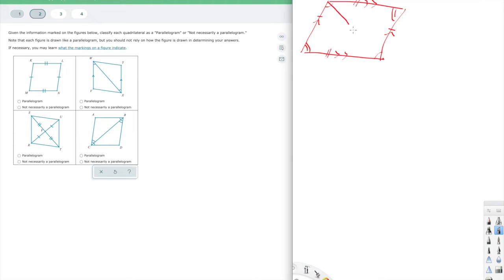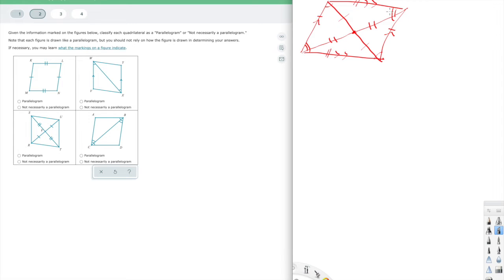The diagonals, if I draw the diagonals like this, they bisect each other. Doesn't mean that the diagonals are equal to each other. That's in a very special parallelogram, but they always cut each other in half, which means this is basically the midpoint of both. That's another way of saying that.